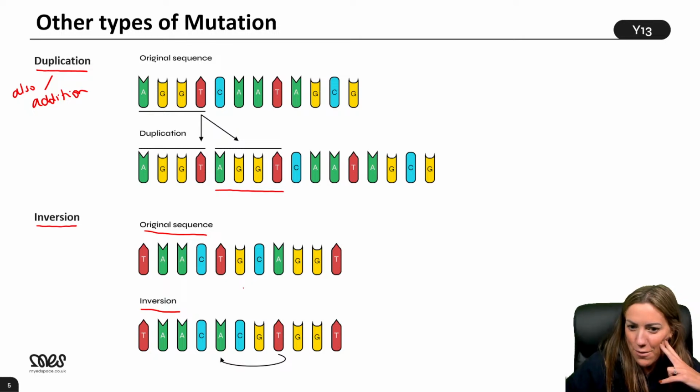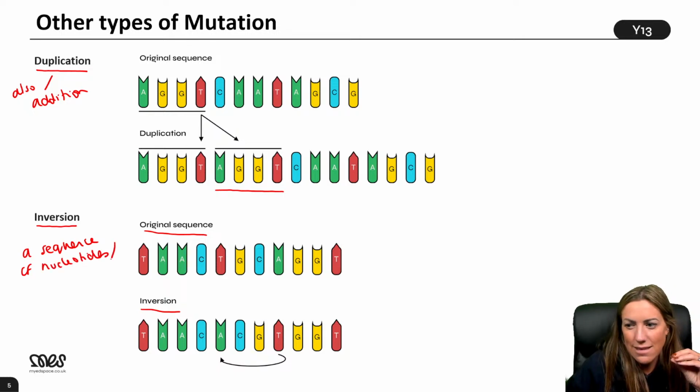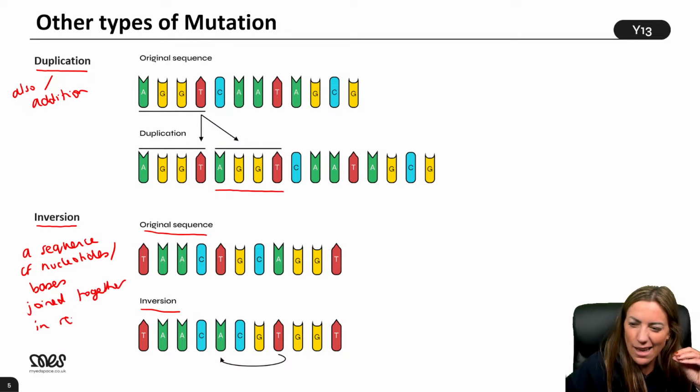I don't think 2, but yeah. That's a good way of saying it, A. A chunk of the sequence has been put in backwards. I think it's more than just 2 bases that have swapped. You've got a sequence of nucleotides or bases joined together in reverse order. Should we say it like that?